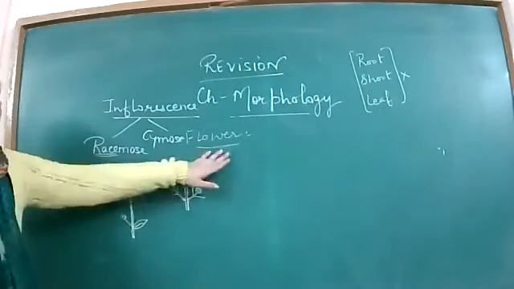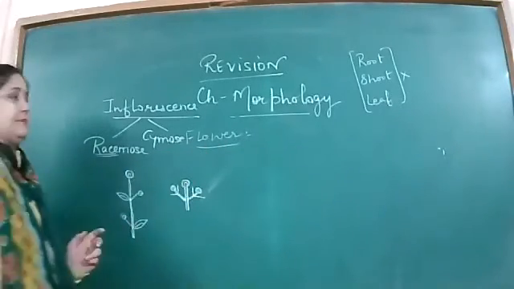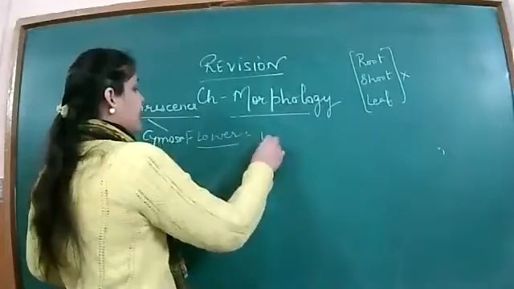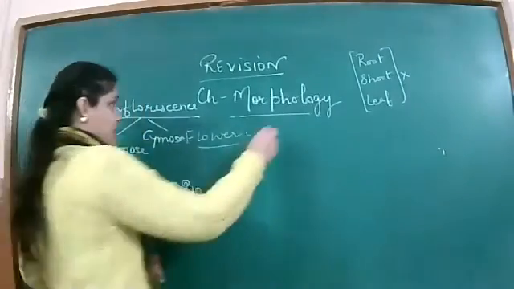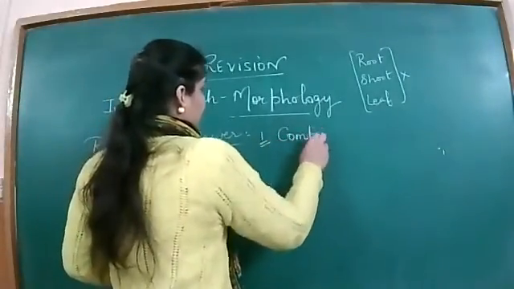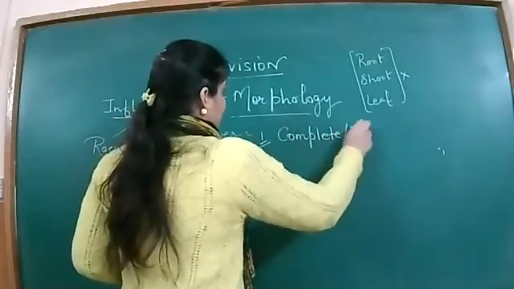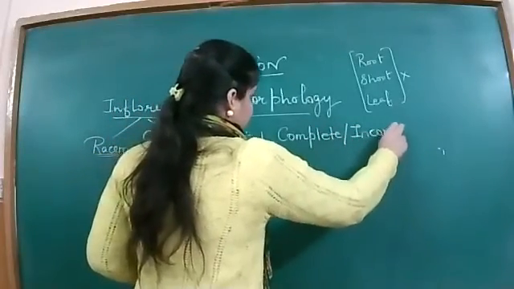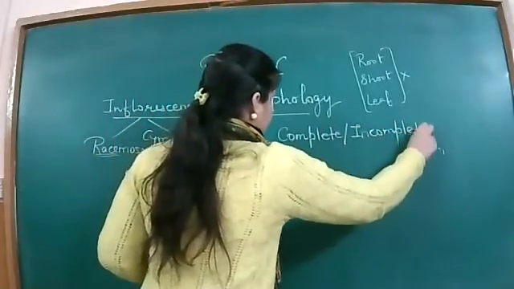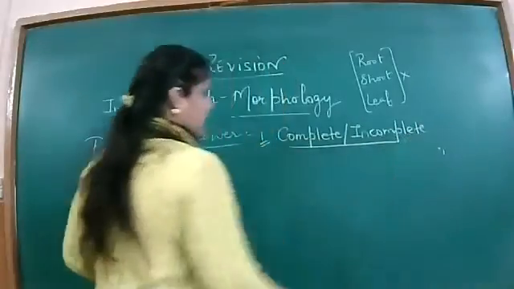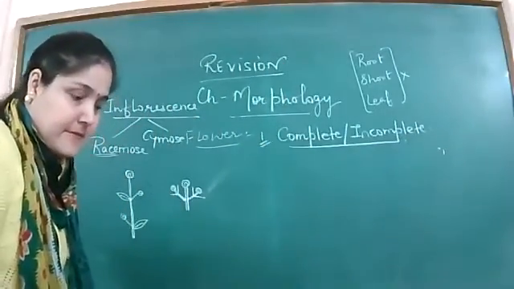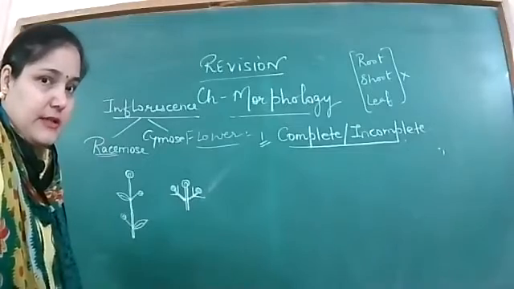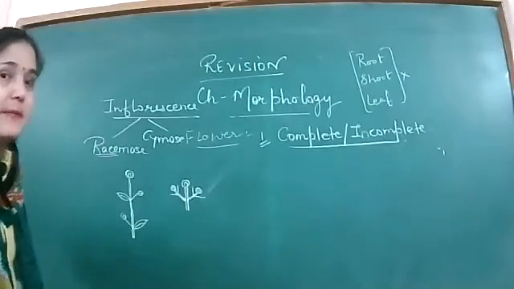Then coming to the flower and its parts, different terms we have used. What are the different terms for the flower? First is complete and incomplete flowers. What do you understand by the complete and incomplete flowers? Complete जिसमें चारों whorls present होती हैं. हाँ, चारों whorls present होते हैं, yes. और incomplete जिसमें कोई भी एक missing होगा.